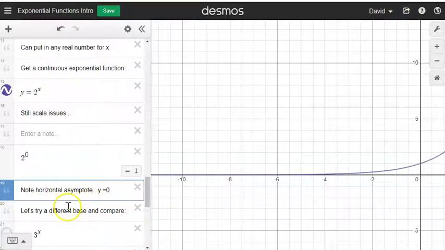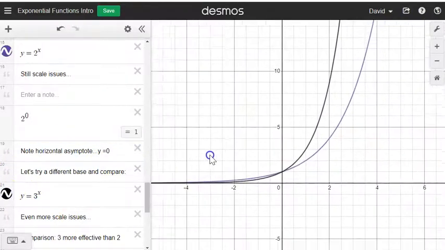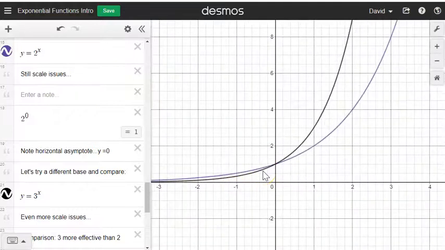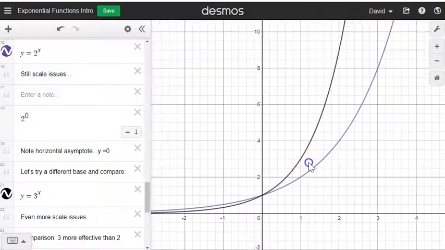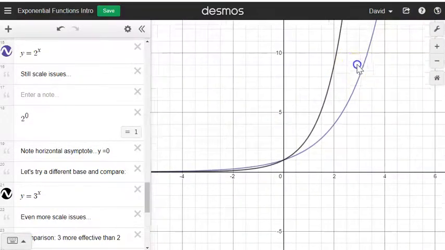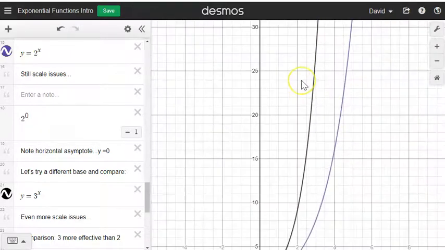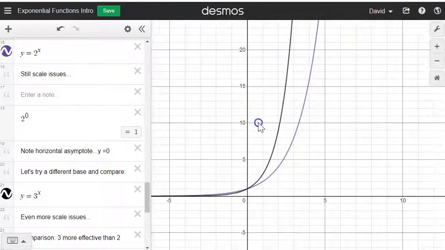So let's try a different base. Do a little comparison before we leave this video. Let's look at 3 to the x. So here we could do a table, but I'll just read off some numbers off the graph. 3 to the 1 is 3. 3 to the 2 is 9. 3 to the 3 is 27. And notice what happens for big numbers.